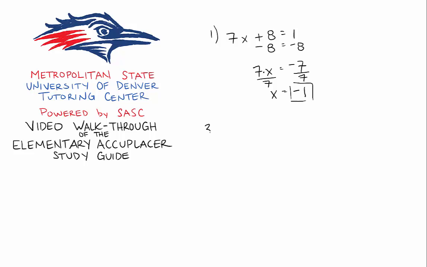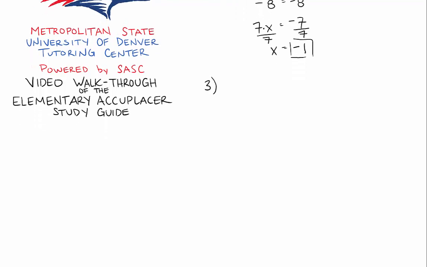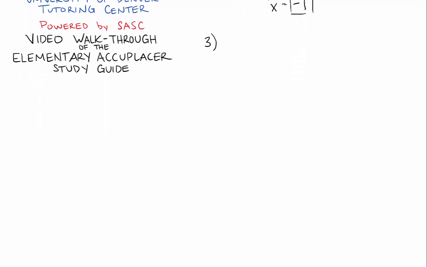All right, number 3. Number 3 says 5x plus 2 equals 3x minus 6. And again, the first thing I want to do is simplify. I don't have to do that here. I can't simplify really, but I want to gather all the x's on one side before I really do anything else.